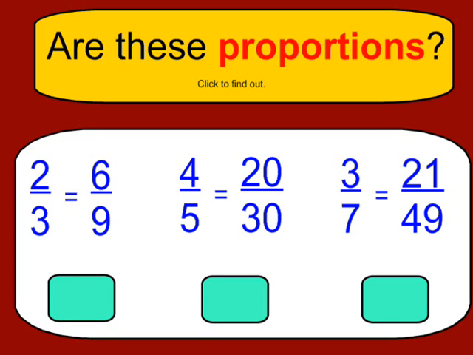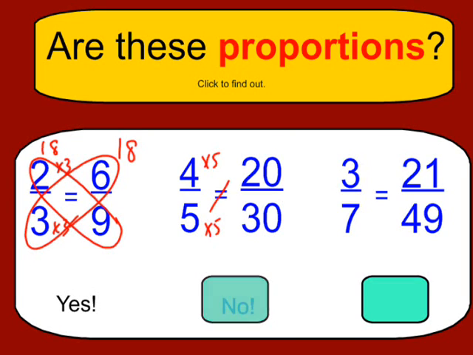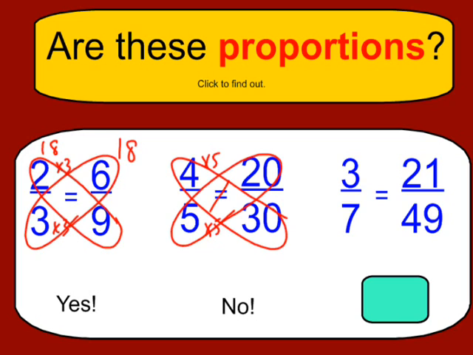You could do equivalent fractions. So 2 times 3 is 6. Is 3 times 3 9? Yes, it is. So that is a proportion. And I could have multiplied 3 times 6 is 18 and 2 times 9 is 18. Either way. In the next one, do these two ratios form a proportion? Well, let's take a look. I'm going to look at equivalent fractions. 4 times 5 is 20. Is 5 times 5 30? No. This does not form a proportion. And if you were to multiply the means and extremes, you would get 100 and 120. So again, that verifies that is not a proportion.